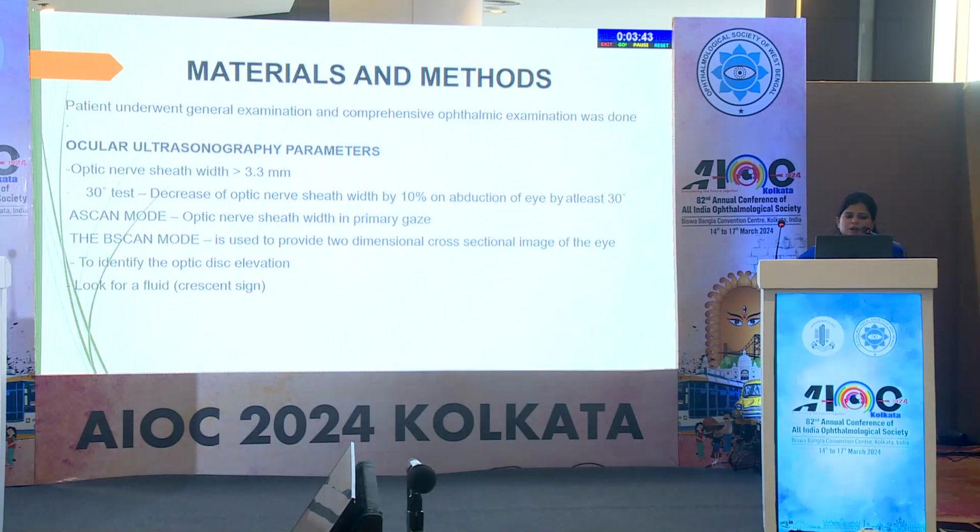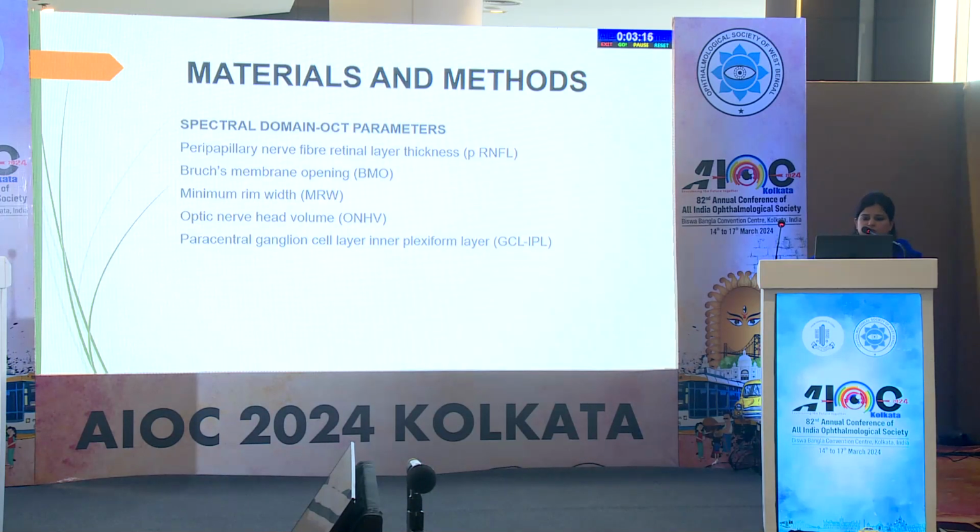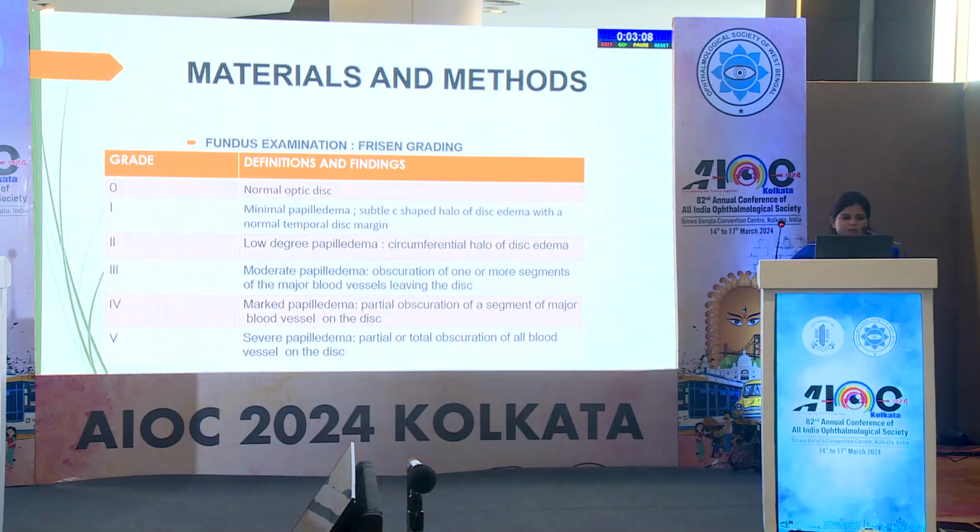The patients underwent comprehensive general examination and comprehensive ophthalmic examination. In ocular ultrasonography, the following parameters were taken into consideration: optic nerve sheath width of greater than 3.3 mm, and the 30-degree test, which is a decrease in the optic nerve sheath width by 10% on abduction. On B-scan mode, we looked at the elevation of the optic disc, and we also looked for the crescent sign. For spectral domain OCT, we took into consideration PRNFL, Bruch's membrane opening, optic nerve head volume, and GCIPL thickness.